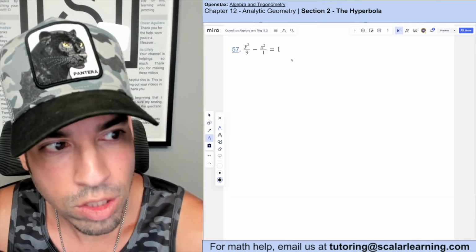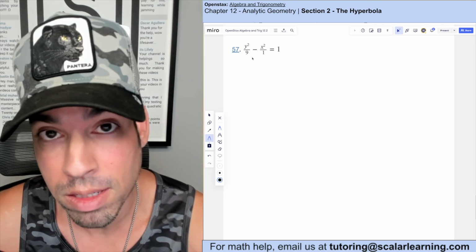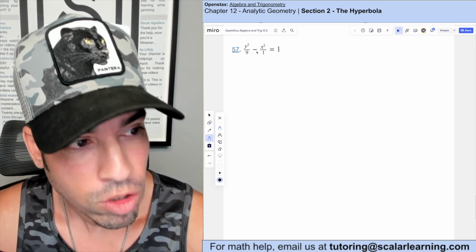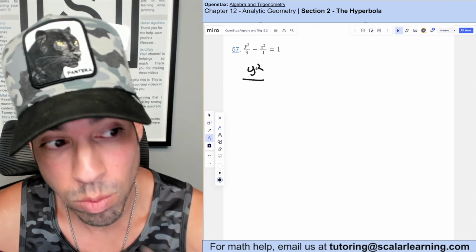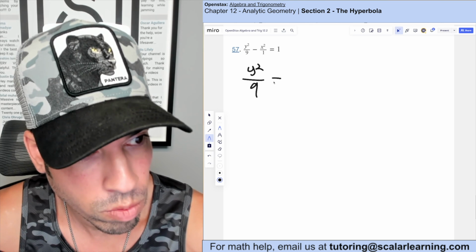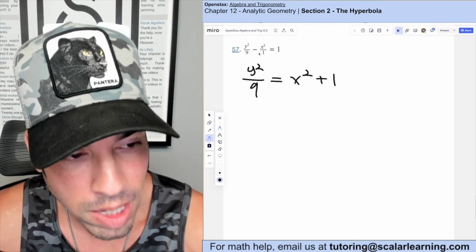Done. Okay, so for this one, we're meant to express this as two different functions. I'm going to show you how to do that, but basically, we're trying to isolate y. So first, I'm going to add x squared to the other side. Now, it's x squared over 1, which is the same as x squared. So I'm just going to write it as x squared plus 1. Again, because it's minus, we're adding it.